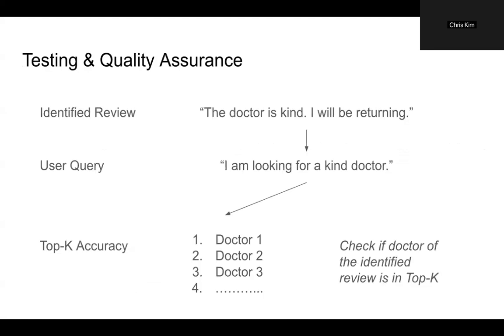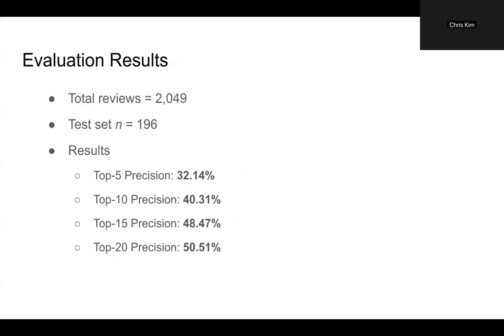So for testing and quality assurance, we identified reviews with the review intention of returning. For example, "the doctor is very kind," and using an LLM, we transform that into something more similar to a user query, for example, "I am looking for a kind doctor." Then we use this query to search through our vector database to measure the top K precision. The results came out to a total of 2049 reviews with a test set of n equals 196, and the top 5 precision was 32%, and the top 20 precision was 50.51%.